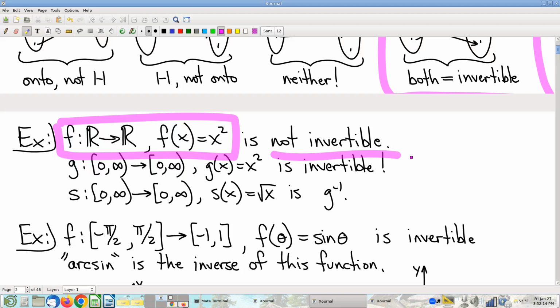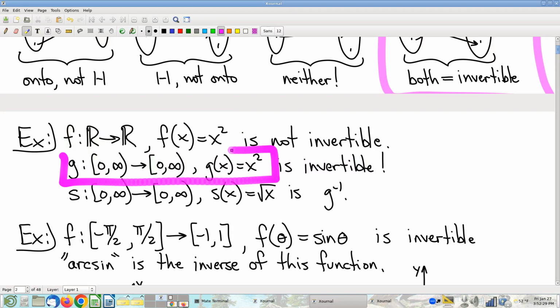25 has 2 preimages. Unacceptable. -7 has no preimages. Unacceptable. Right? But I can restrict it. I can change the domain and the target a little bit. And this is what I like to call the invertible square function. Same formula, same rule of assignment, but different domain, different target.